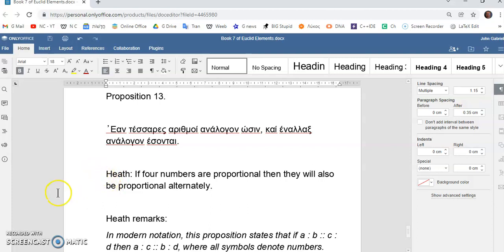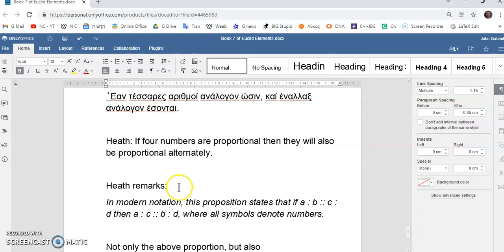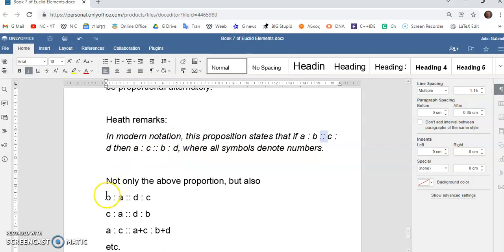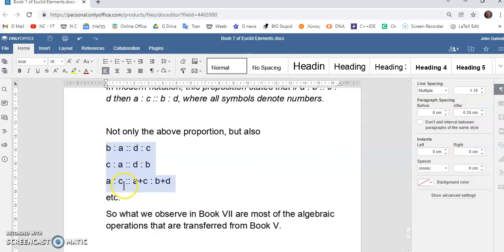Proposition 13 states that if four numbers are proportional, then they will also be proportional alternately. Although the proposition just gives one format of how they are proportional, there are many formats. For example, the format given is that A to B is proportional to C to D, so it follows that A to C is proportional to B to D. But not only those, but also all of these and any others that might arise from that proportion.